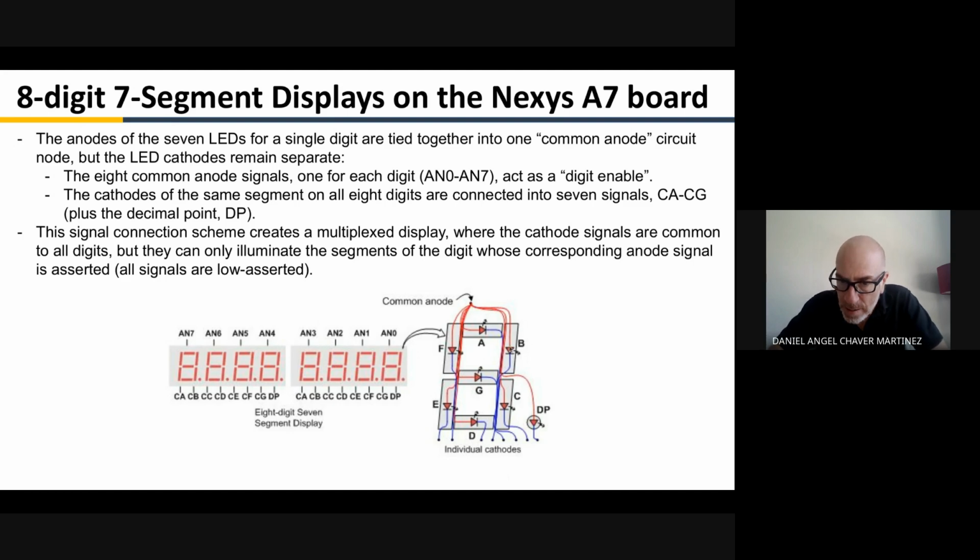Similarly, cathode B controls all 8 digits which are in this position. So this, and so forth. When that 1-bit signal is equal to 0, they will be on. When that signal is equal to 1, they will be off.